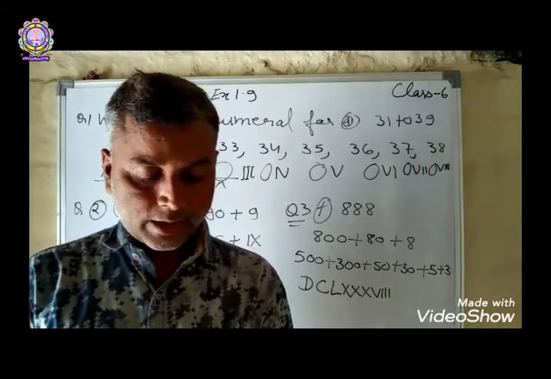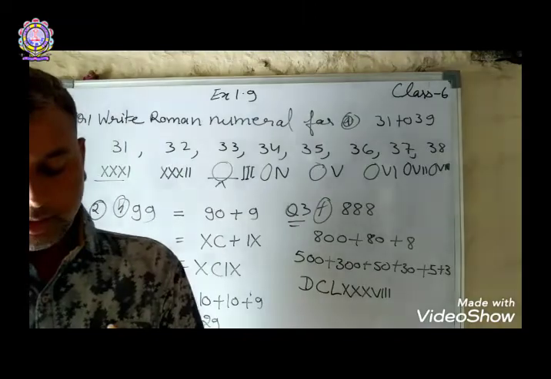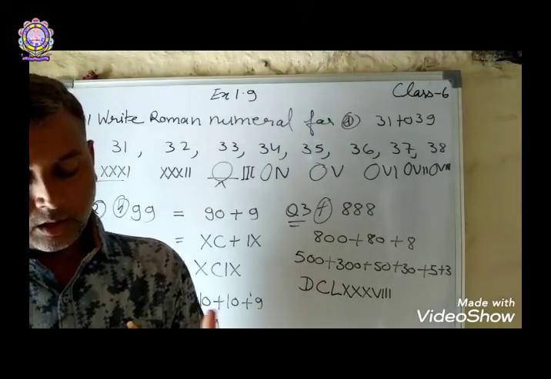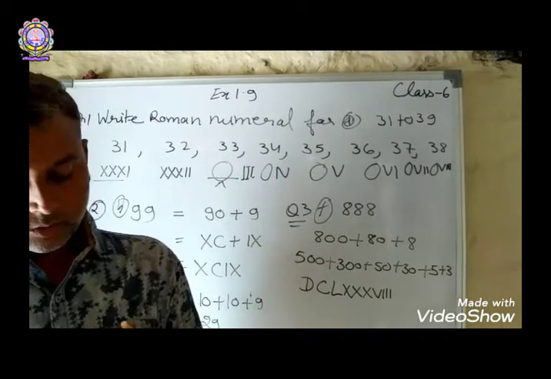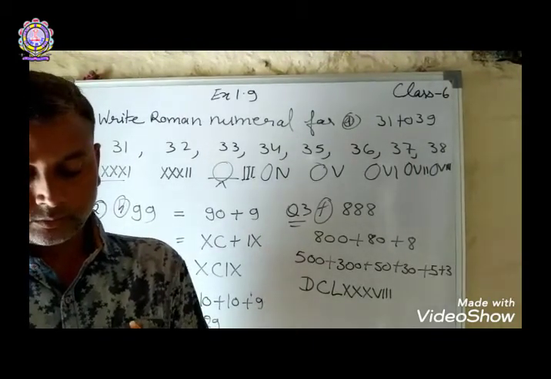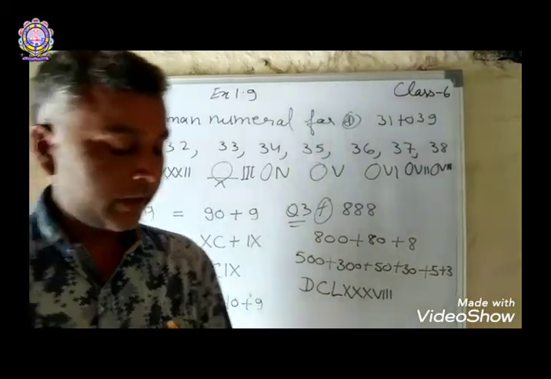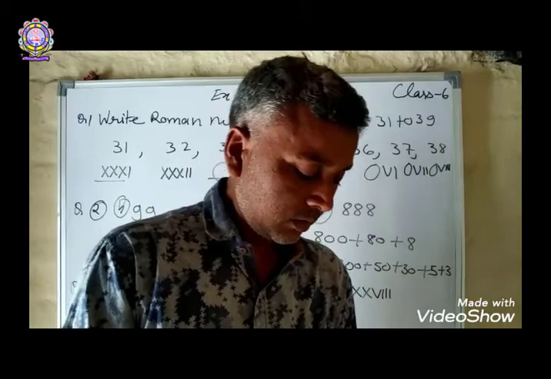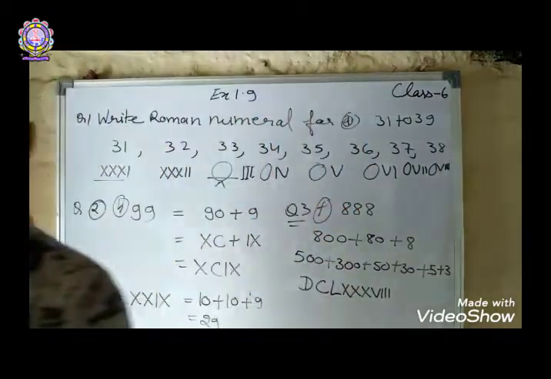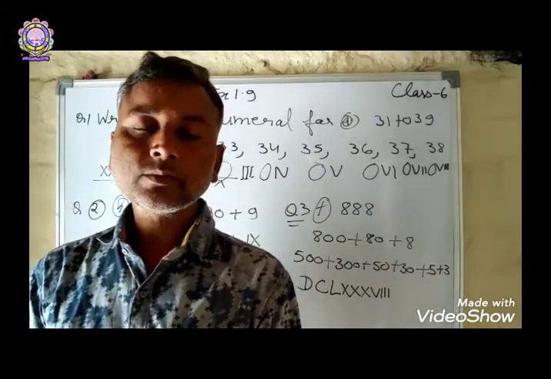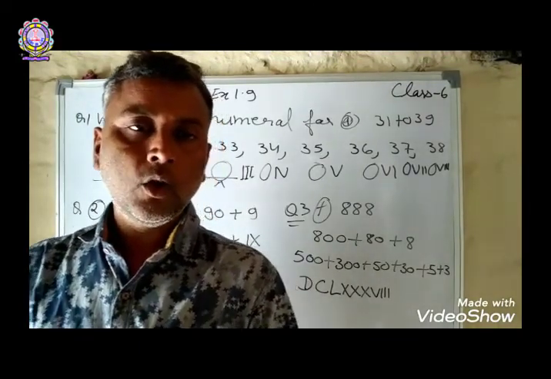Now your home assignment: the chapter quick review exercise is already given. So solve all the questions 1 to 20 and then complete this chapter 1. In the next video, we will start the next chapter, that is whole numbers.